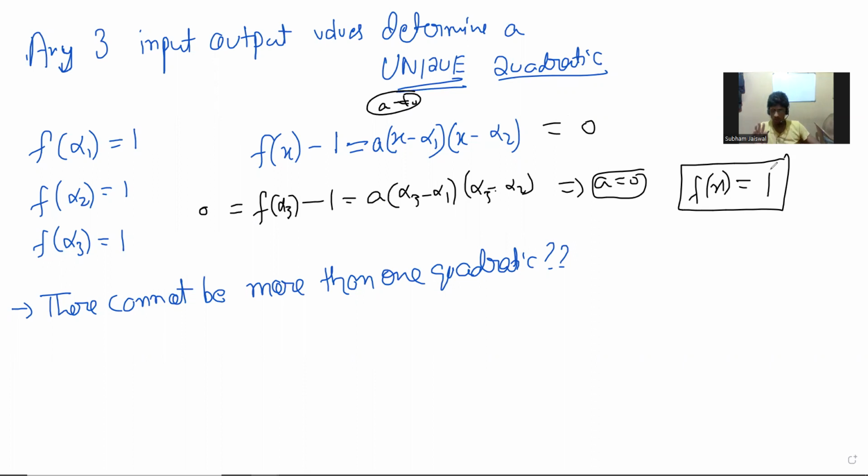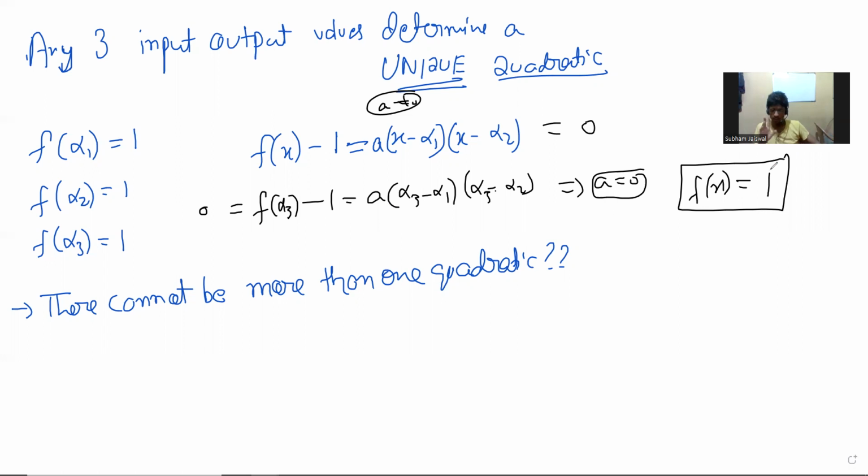So just first see if this is clear. We are using the factor.